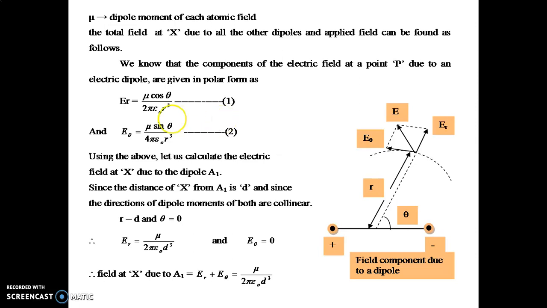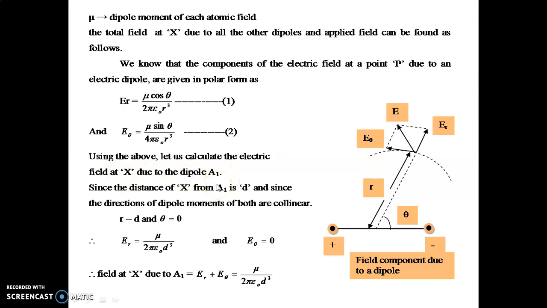Now what about the other component, E theta? It is equal to mu sin theta / (4 pi epsilon r cube). This is the E theta component, the transverse component. Like that, two components, transverse and radial, will be there for the actual electric field at the point P here.